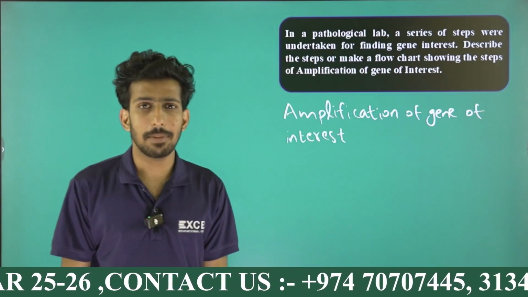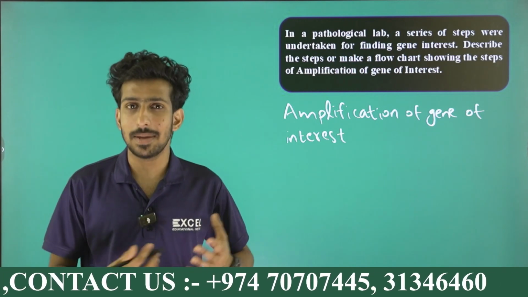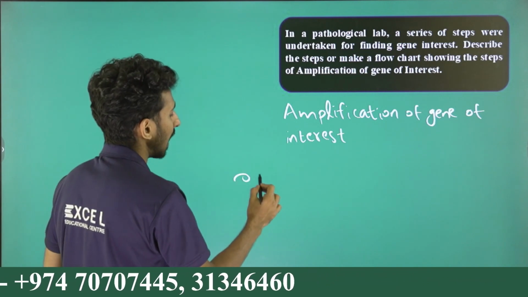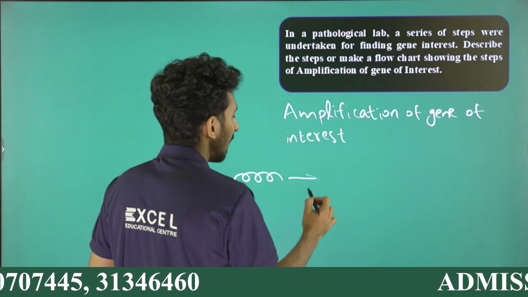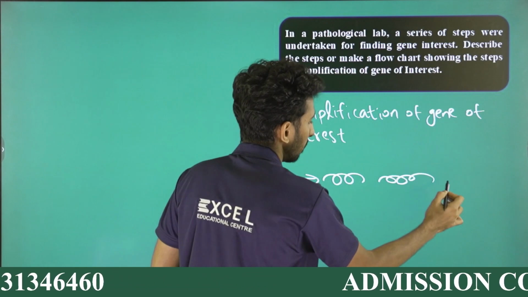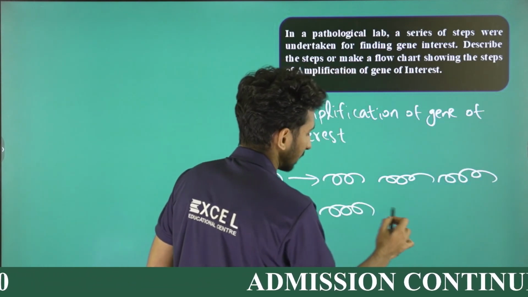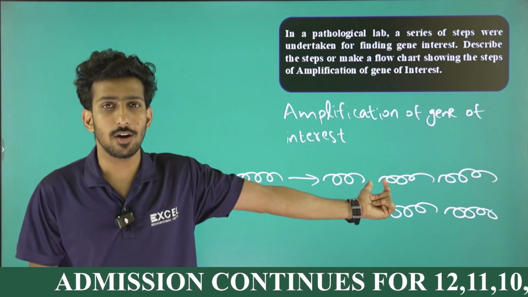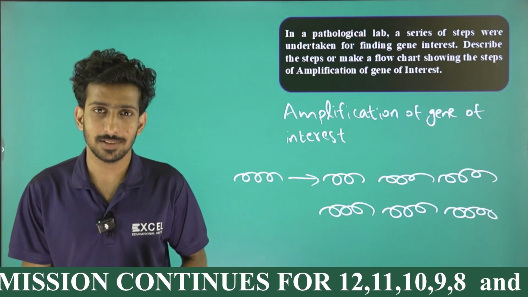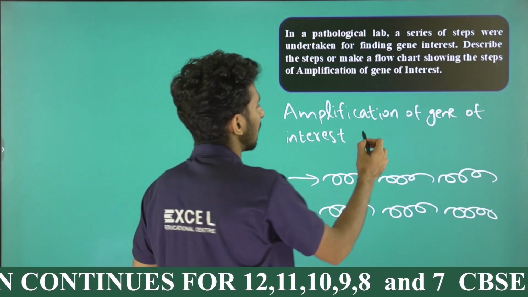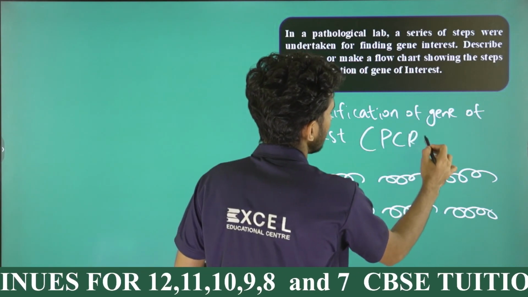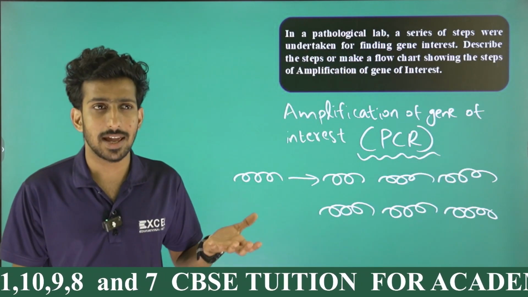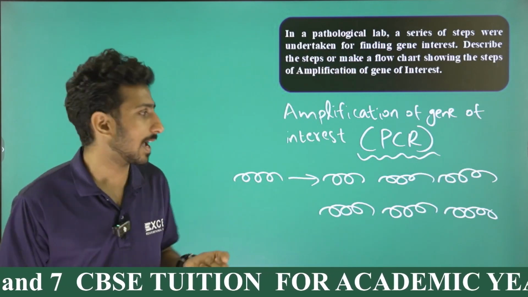Okay, what is meant by amplification? Amplification means making multiple copies. If you have a piece of DNA, we have to make multiple copies of that. This making of multiple copies of DNA is called amplification. Got it? And this amplification is done by a process called PCR, polymerase chain reaction. Got it?